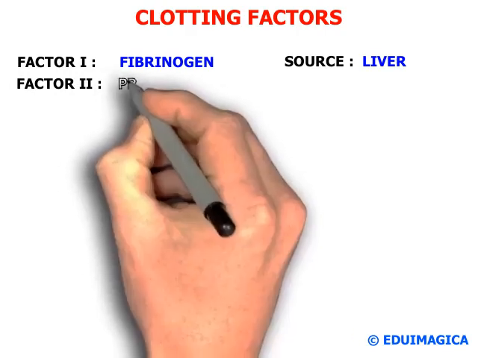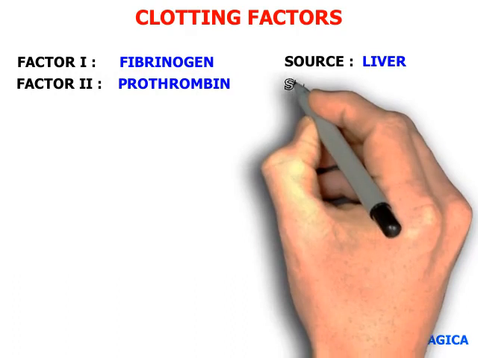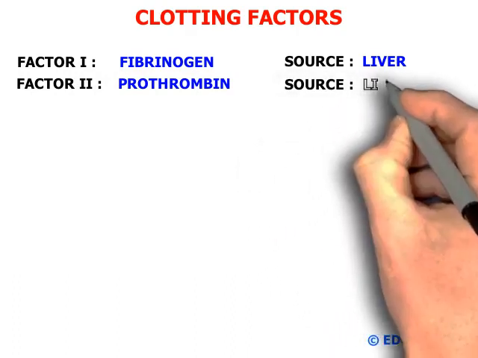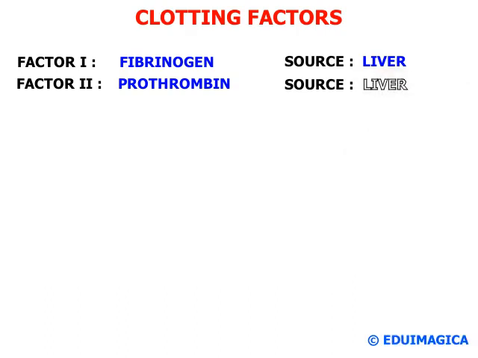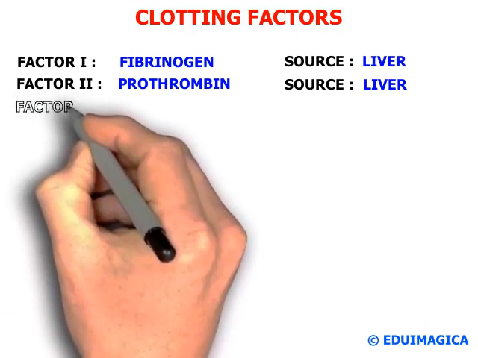So talking about the next, factor number 2. The factor number 2 is known as the prothrombin, and the source for the factor number 2 is liver. The prothrombin is alpha-2 globulin. Its plasma concentration is approximately 15 mg per deciliter, and this is one of the most important plasma proteins involved in coagulation cascade. Prothrombin splits into a number of small proteins, and one of the most important proteins is the thrombin, which converts fibrinogen to fibrin.